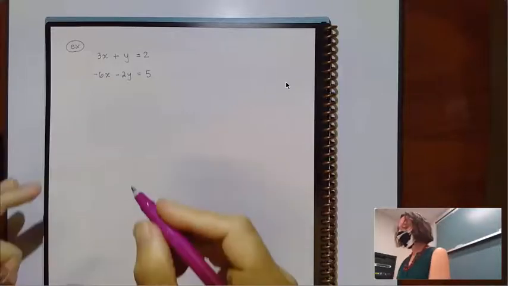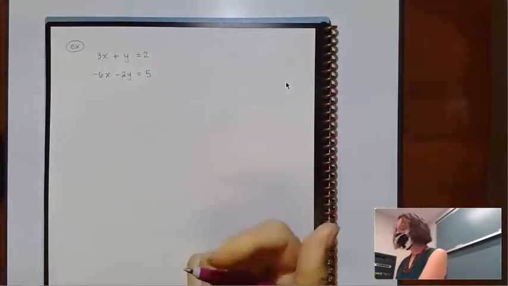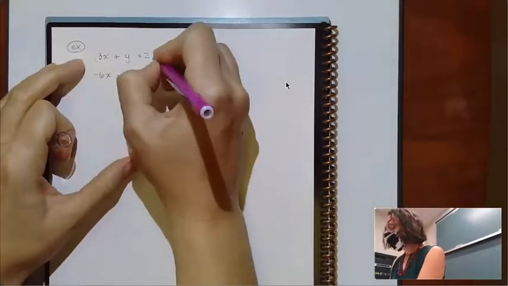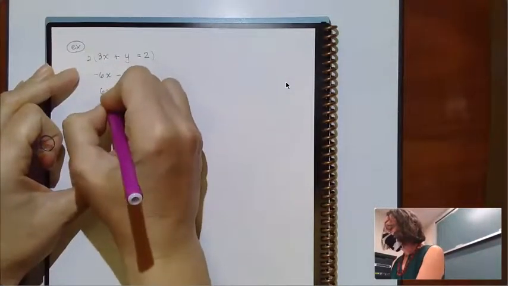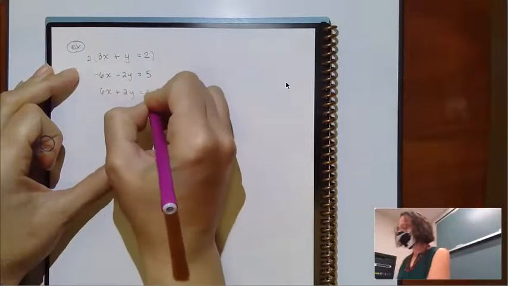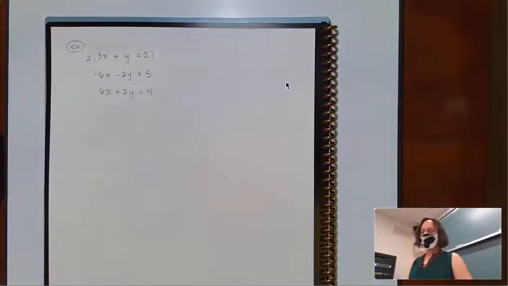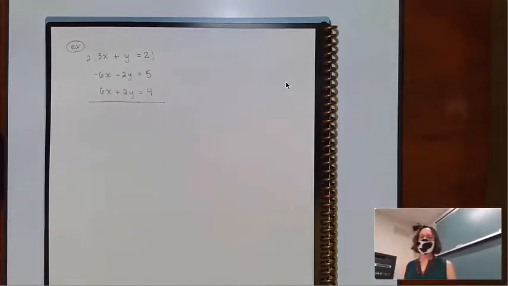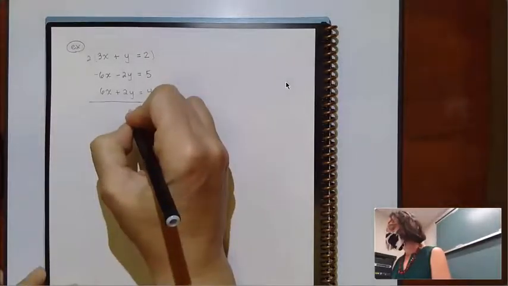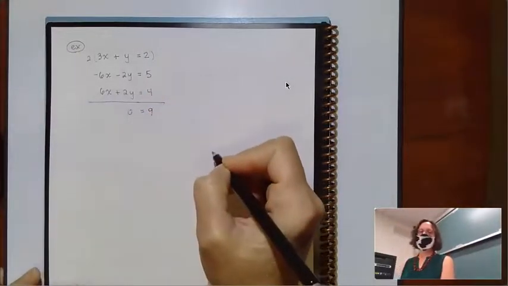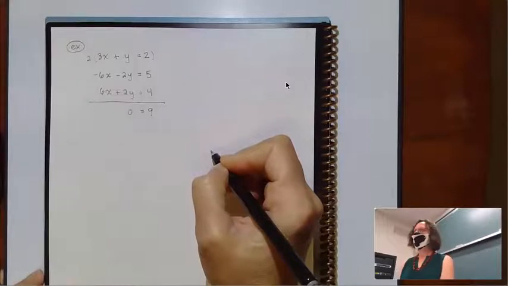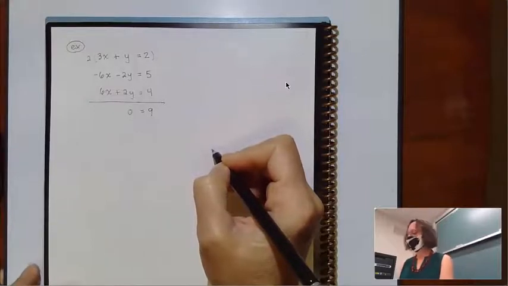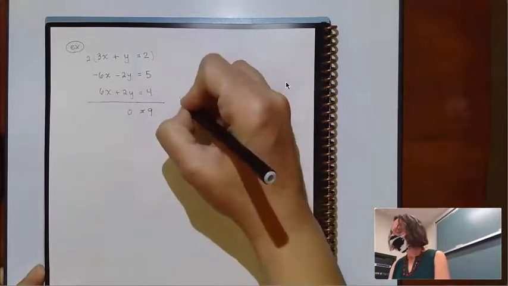So I'm going to take the top row and multiply it by a positive 2, which means that I would get 6x plus 2y is equal to 4. But when I add those two equations together, everything canceled out on the left-hand side, which means this says 0 is equal to 9. Is 0 actually equal to 9, folks? It is not. This has no solution.